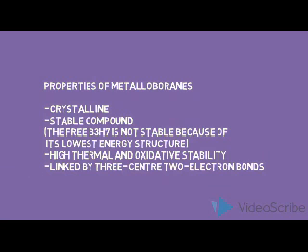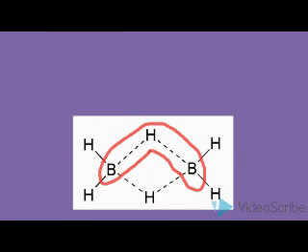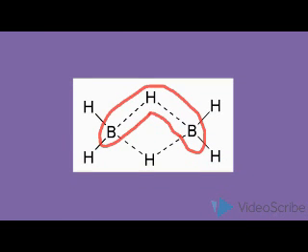Metalloboranes are usually in crystalline form. They are stable compounds as compared to boron hydrides. The free boron hydride is not stable because of its lowest energy structure. Metalloboranes have high thermal and oxidative stability. In bonding properties, they are linked by 3 center 2 electron bonds as shown in the figure below. The red circle in the figure shows the 3 center 2 electron bonds in which 3 atoms share 2 electrons.